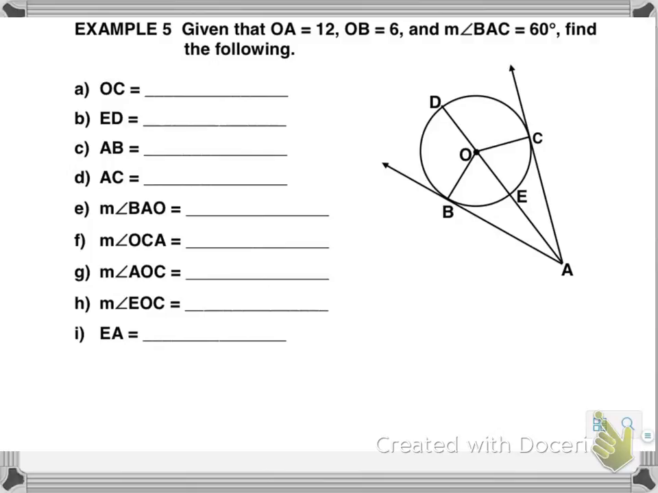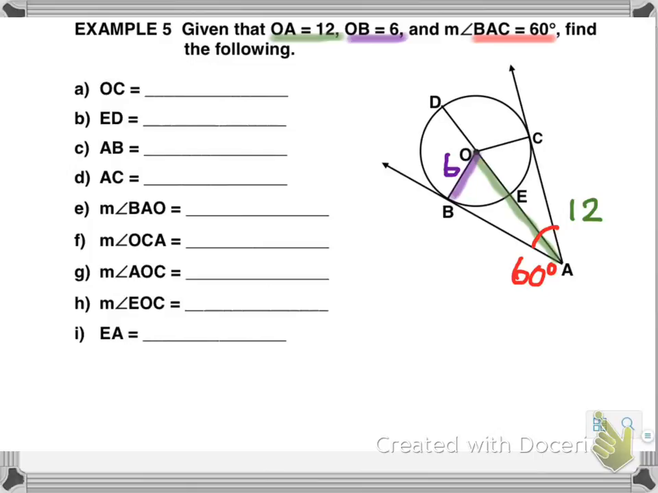Now let's use the information we're given about the diagram in example 5 and the theorems that we've just used in previous examples to find the missing measurements in example 5. But first, let's label what we know. OA in green is 12. OB is 6, labeled in purple, and angle BAC is 60, labeled in red.